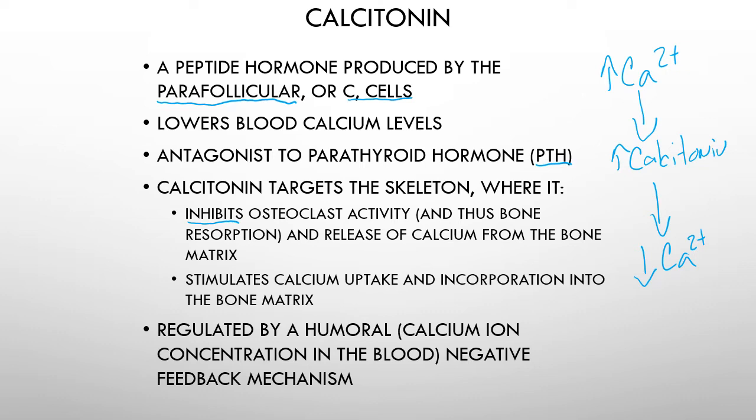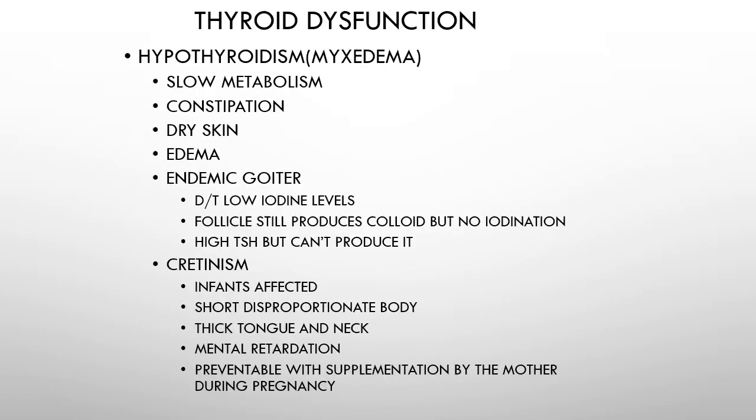In terms of the process itself, it's just simply a humoral type of stimulation. We're using the actual calcium levels themselves, whether the calcium levels are up or down, to essentially regulate the entire process. Since we have calcitonin, that means we're also going to need our parathyroid hormone to get the other side of the equation, and that's what we'll talk about in just a little bit.